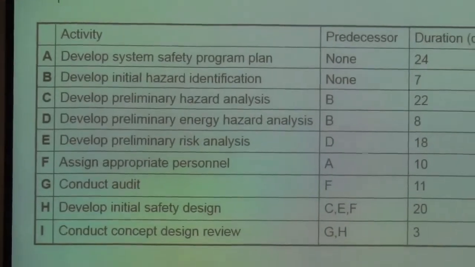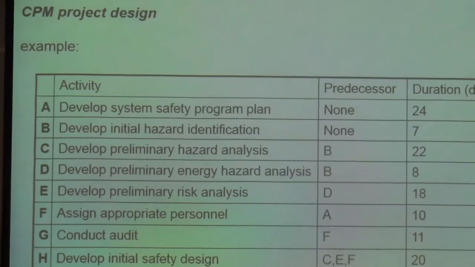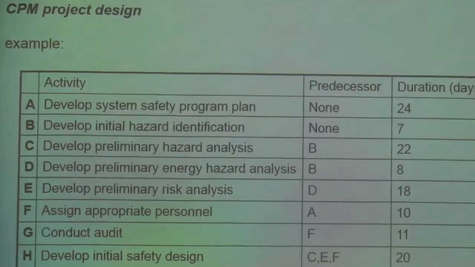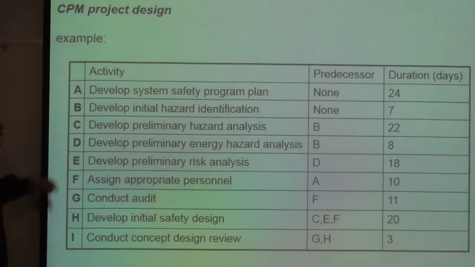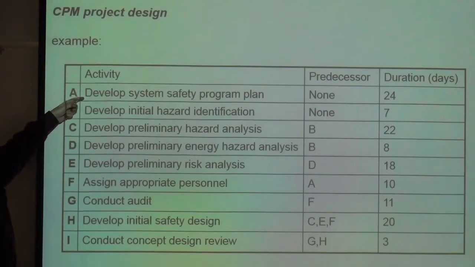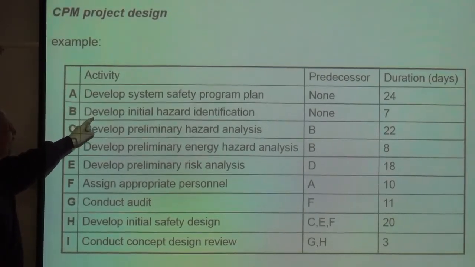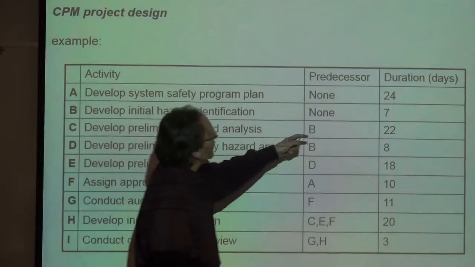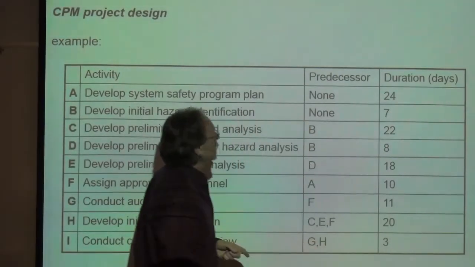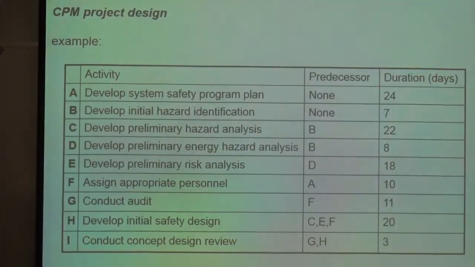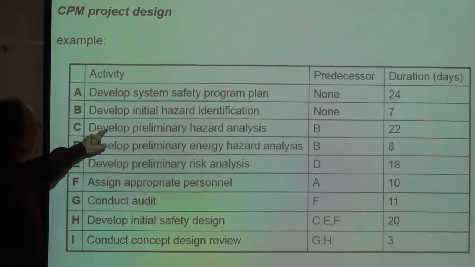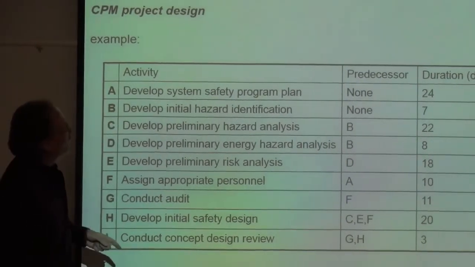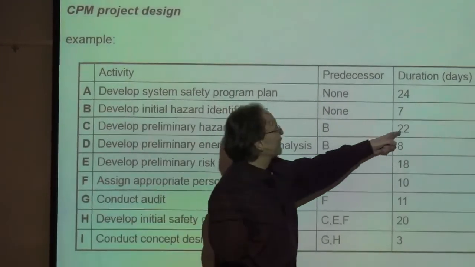So the first thing you would do is to develop a set of activities like this. And you can identify them, but for instance, A and B have no predecessor. Develop a system safety program plan, develop initial hazard identification. This requires 24 days, this requires 7 days. But you can do those simultaneously because they have no predecessor. Nothing needs to precede it in the process. Develop preliminary hazard analysis can't occur until after B, and that lasts 22 days to do it.